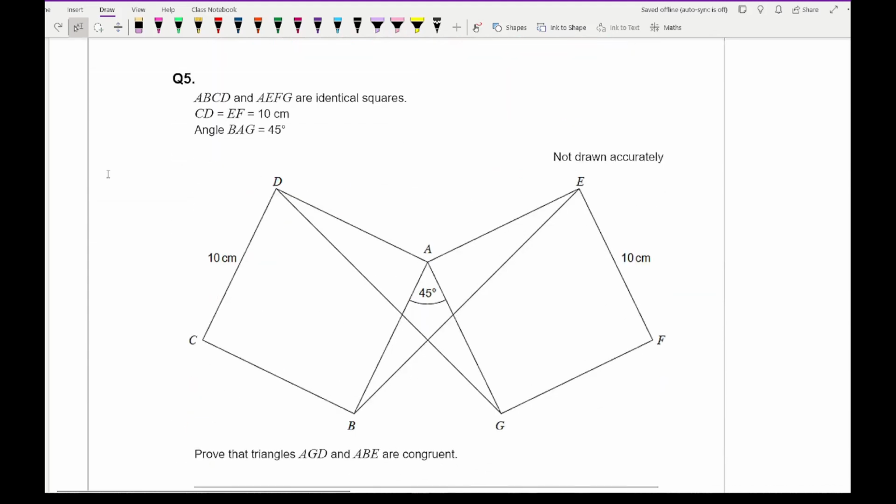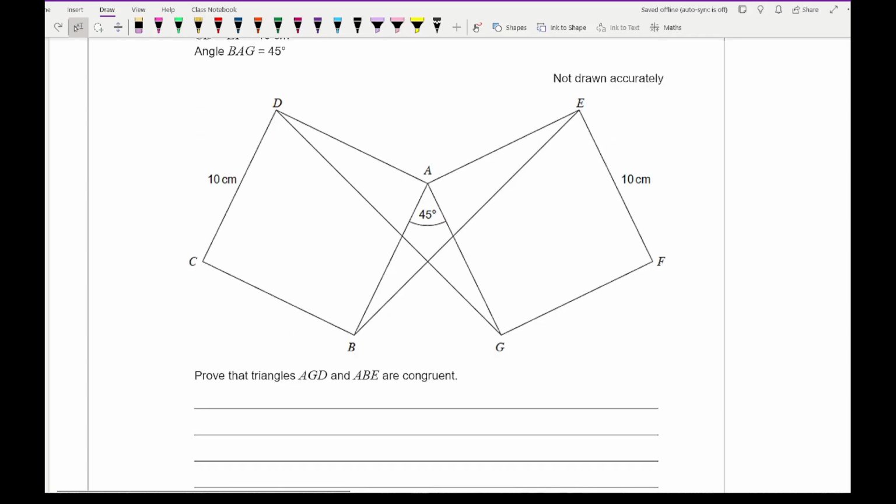So moving on to question 5, it says ABCD and AEFG are identical squares. CD equals EF, which is 10 centimeters, and angle BAG equals 45. And again, very similar, I want to prove that the triangles AGD and ABE are congruent. So again, a really good piece of advice is to make sure you know which triangles it is you're trying to prove are the same.